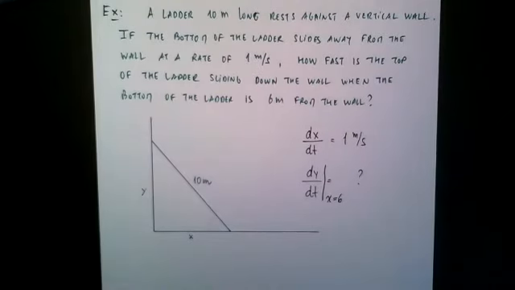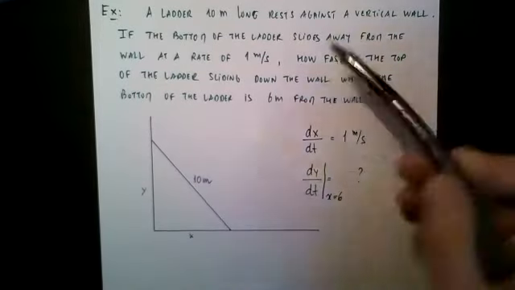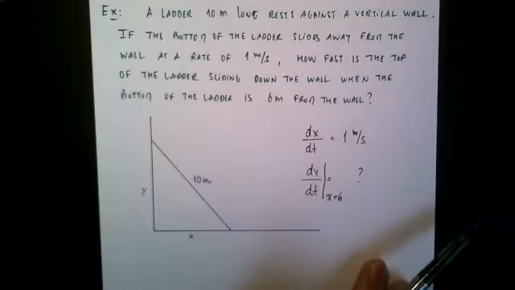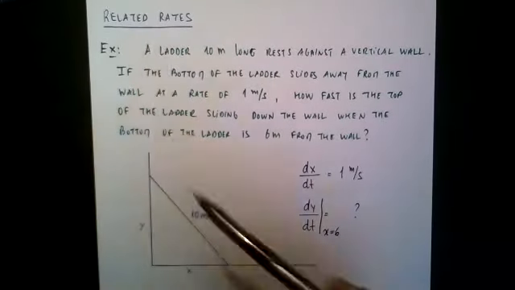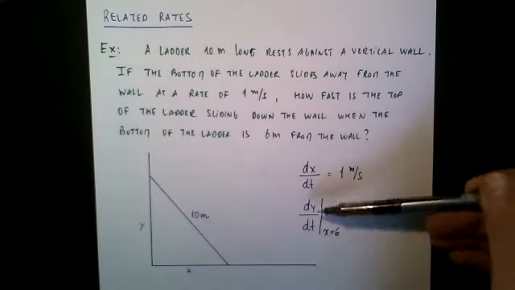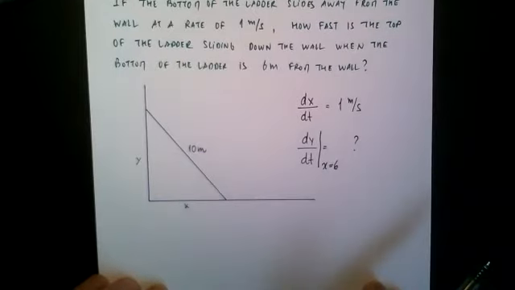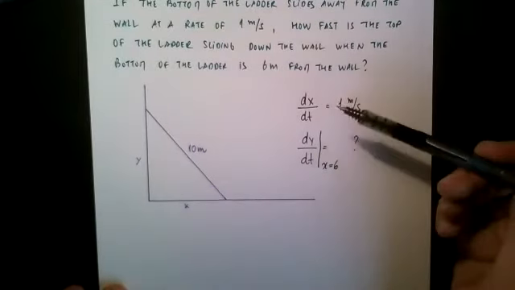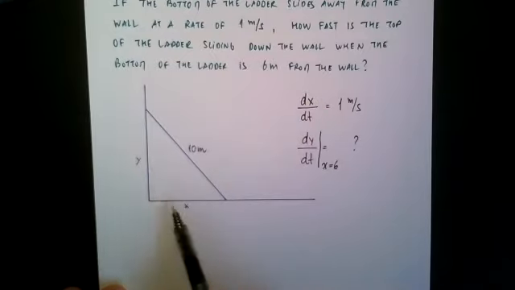Third thing, we need to find a relation between these two rates. That's why it's called related rates. It's called related rates because we're going to find a relation between these two rates. So let's try to find a relation between these two rates. To do so, I need to find a relation first between x and y. Do you see a relation here that I could use?